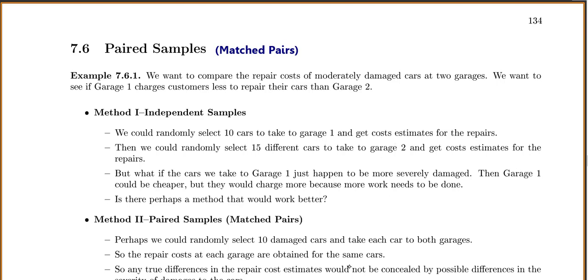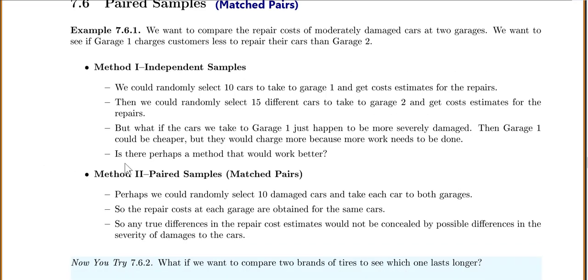But what if the cars that we take to Garage 1 just happen to be more severely damaged? Now, hopefully if you're taking random samples, it mitigates this a little bit, but it's still possible. You could just happen to pick a sample where all the cars in Garage 1 happen to be more severely damaged. Then Garage 1 could really be cheaper, but they're going to be charging more because more work needs to be done, so it won't seem like they're cheaper. So perhaps there's a method that works better.